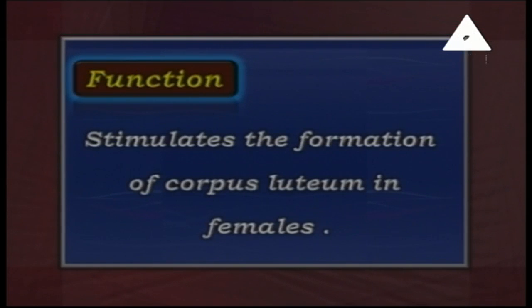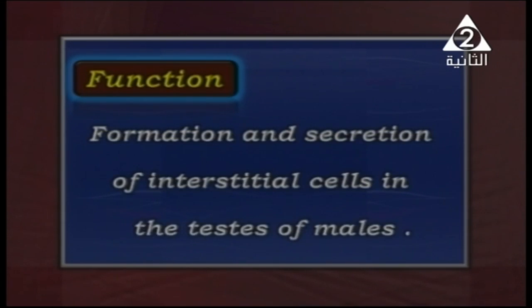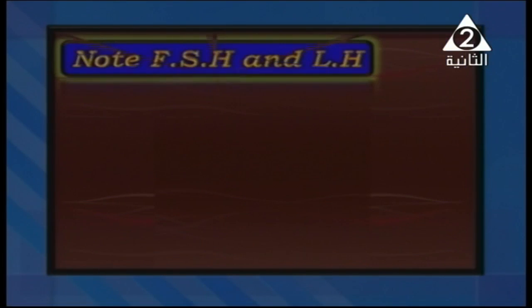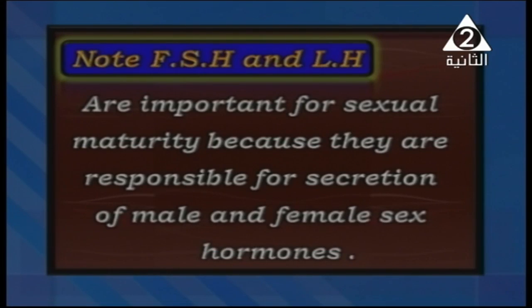While luteinizing hormone, or LH, as we said, has an important function because it stimulates the formation of the corpus luteum in females. We're going to study the meaning of corpus luteum in the next chapter. Also, it has an important function in the formation and secretion of interstitial cells in the testes of the male. They are responsible for formation of sperms. And also, for your information, FSH and LH have an important function for sexual maturity, because they are responsible for secretion of male and female sex hormones.